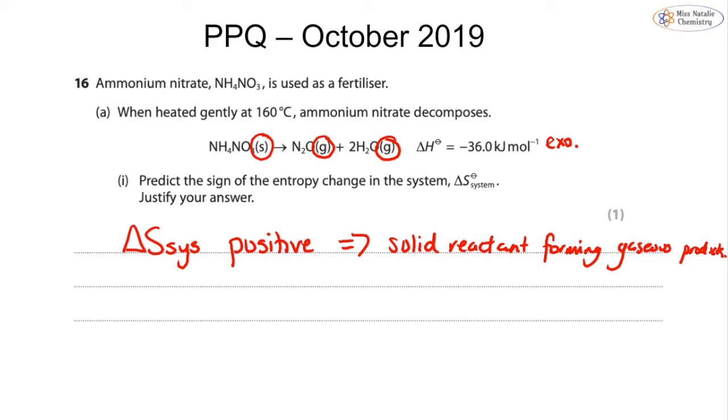We could also look at the fact that we go from having 1 mole of reactants to having 3 moles of products. So again, our entropy of system is positive because we see an increase in the number of moles. And that would give us more possible ways to arrange our particles, therefore an increase in our entropy. So this is a simple prediction without even thinking about a calculation.